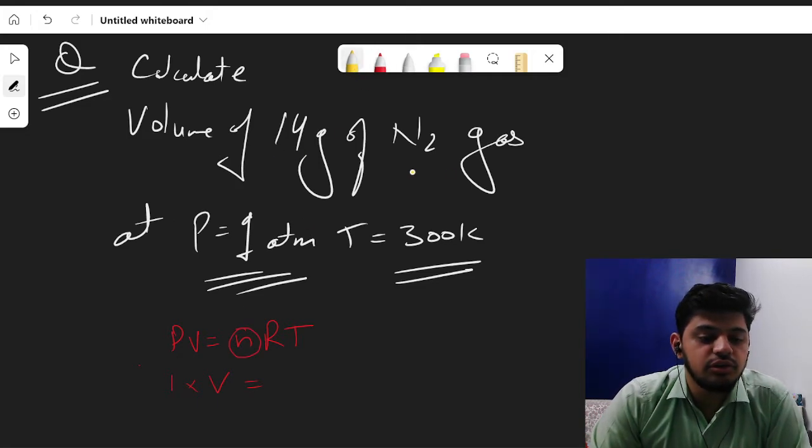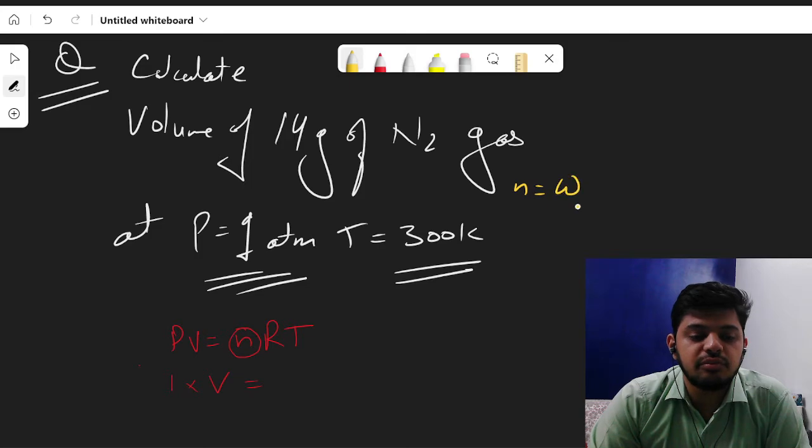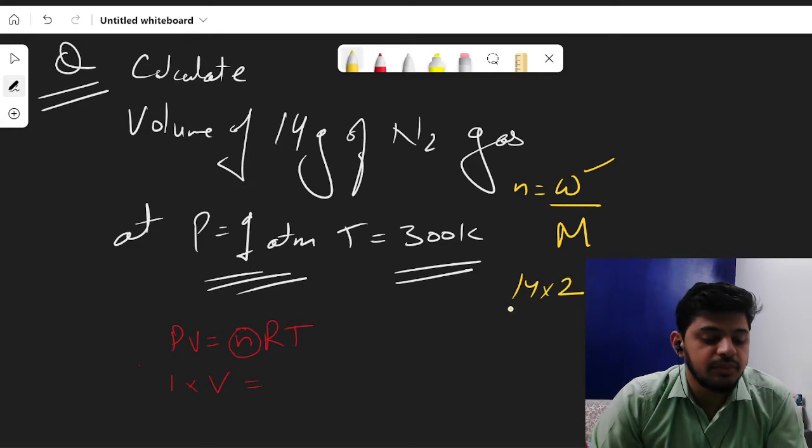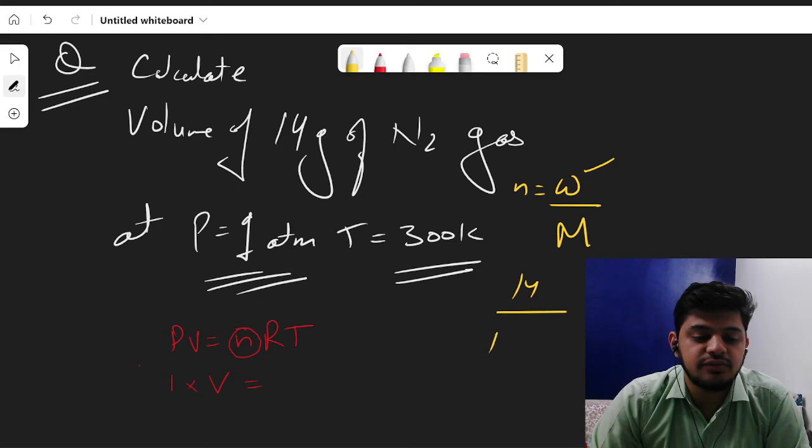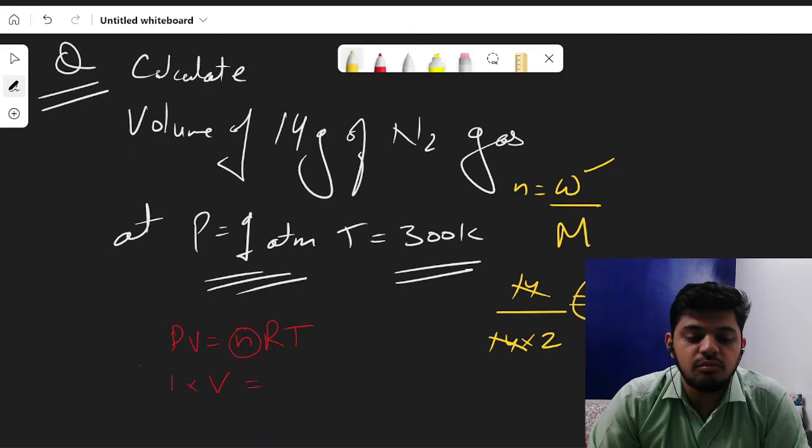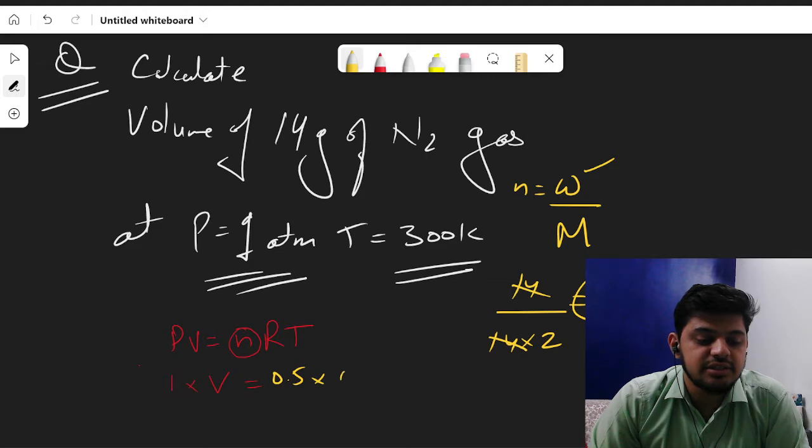Okay, as I told you, the number of moles is equal to given mass divided by molar mass. The given mass is 14 multiplied by 2, and the molar mass is 14 multiplied by 2. It will be 0.5 moles. So for moles it will be 0.5. For R it is 0.082 multiplied by 300. Now it's just a simple calculation. 150 multiplied by 0.082. What answer did you get?